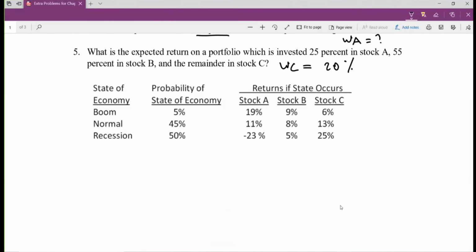So now the formula for the return of the portfolio: this is equal to the sum of the product of weights times the expected return of each security. So the first step is going to be to compute the return of each stock. So here I have the returns. I need to compute the return of A, the return of B, and the return of C. So for each stock, I will have the following.